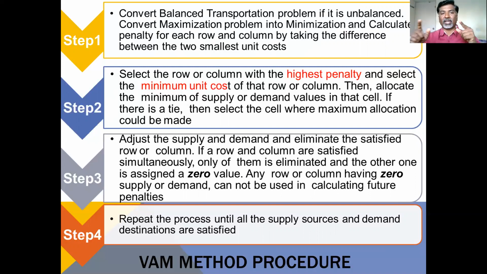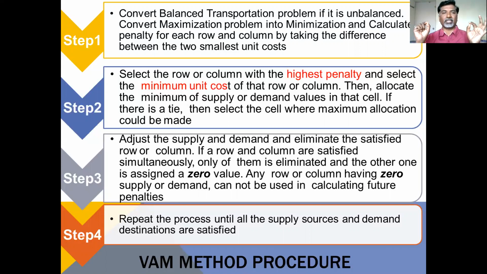Once you select that value, you have to adjust supply and demand, and eliminate the row or column whose value is 0. When demand is 0, we eliminate that column. When supply is 0, we eliminate that row. By eliminating the row or column, we restart from the first step: calculate penalty values, then find the highest penalty, then from that penalty row or column select the minimum unit cost, and for that unit cost allocate demand or supply values. You have to repeat these steps until all demand and supply values become zero.